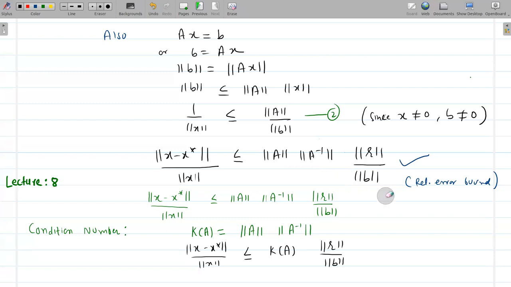But in one dimension, when the condition number was less than one, we said those algorithms are well conditioned. And if that number is bigger than one, we said those algorithms are ill conditioned. But here, one important remark is that the condition number is always greater than or equal to one for matrices.